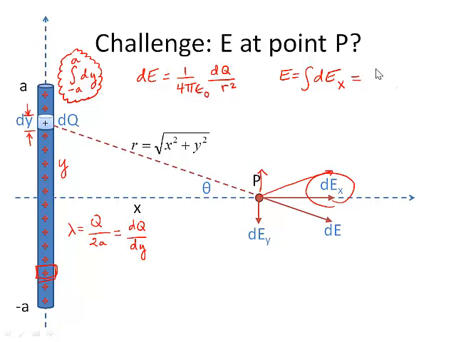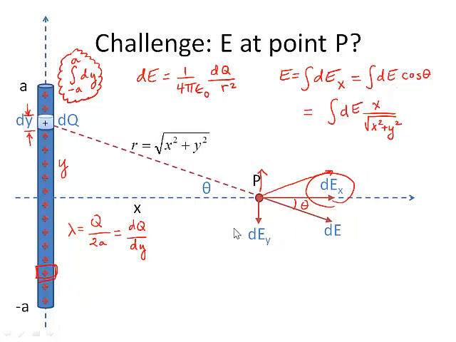dEx is the component of dE in the horizontal direction, and if we say that this is an angle theta and this is an angle theta, then our integral will look like dE times the cosine of theta. That's going to be equal to dE times x over r, adjacent over hypotenuse. And since r is the square root of x squared plus y squared, I'm just going to write that in like this.